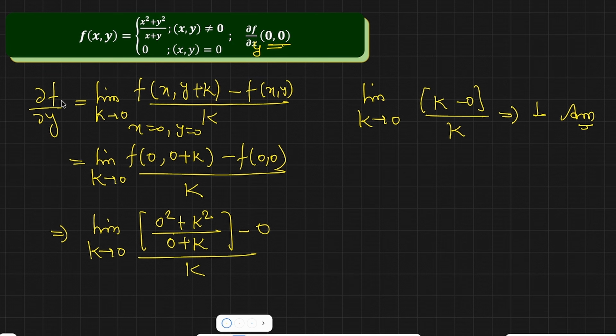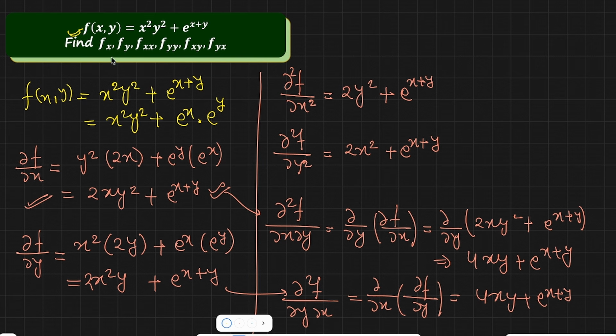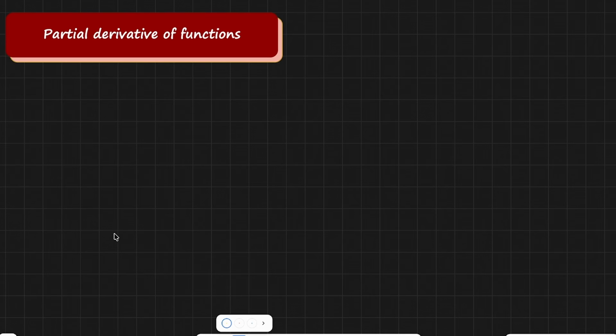So when will you use this formula and when will you use the simple method? If you have any function like this, then use the formula. If you have any question that is simple like this, then you use the ordinary method to find the partial derivative. This is the simple trick for you guys, you can use this.